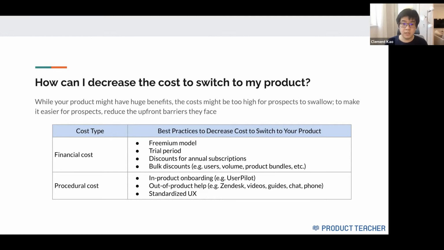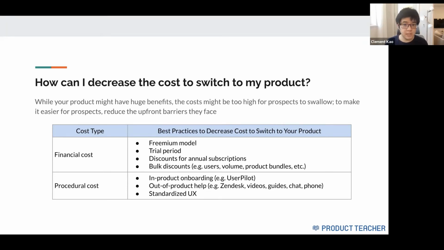Another way that you can lessen the risk, reduce the cost of a prospect switching over to you, is to offer a free trial period. So this is a little bit different from the freemium model because what you're doing is you're giving people access to a paid version, but without them having to pay upfront. And so as an example, there's Teachable.